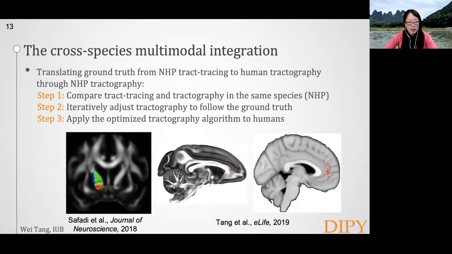So in the paper by Safadi et al., 2018, as shown here, the authors first mapped out these topographical patterns in monkeys with tract tracing. And they compared monkey tractography and tract tracing data to rule out the false positive pathways. With the adjusted tractography results, they identified a highly consistent topography of the human ALIC, as shown in this figure.